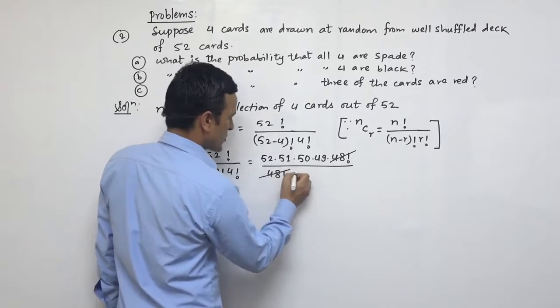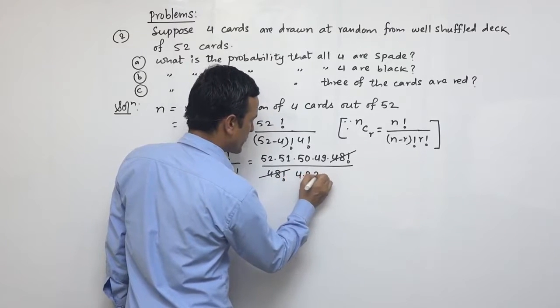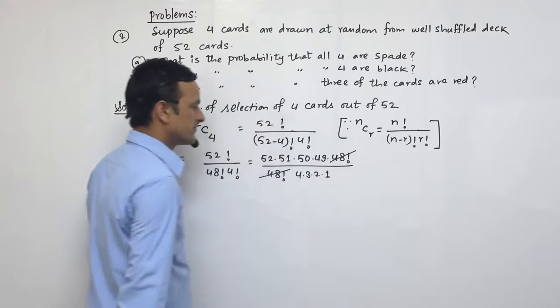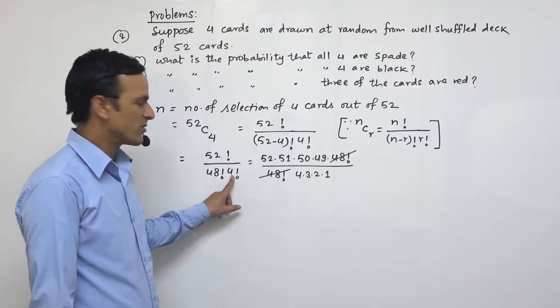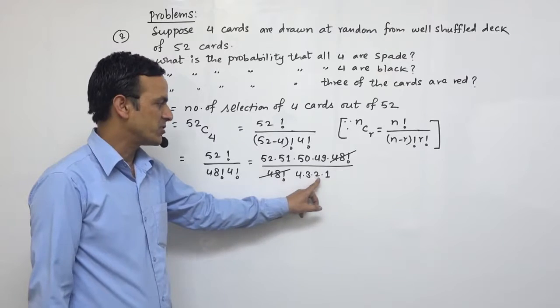So 4 factorial means 4 times 3 times 2 times 1. So this is the factorial notation. 4 factorial means 4 times 3 times 2 times 1.